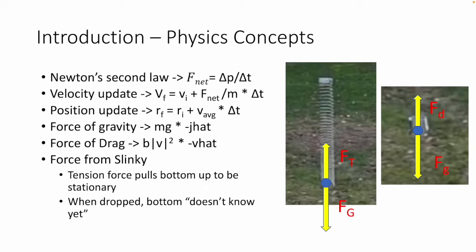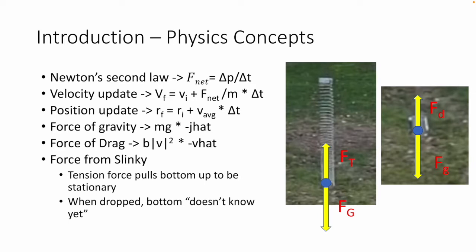For forces in this lab, first is gravity, which has magnitude mg and is in the negative j hat direction near Earth's surface. Next is the force of drag, which represents air resistance. It is equal to a proportionality constant times the speed squared in the direction opposite of motion. Finally is the force from the slinky.